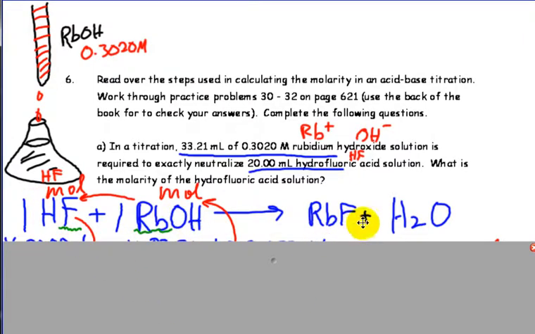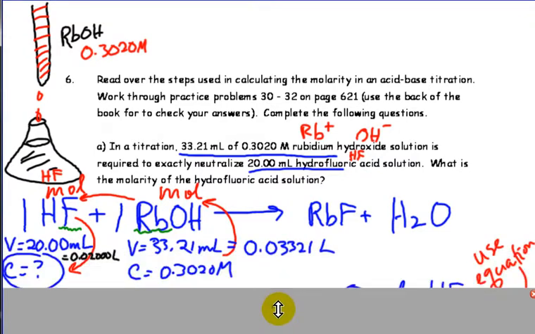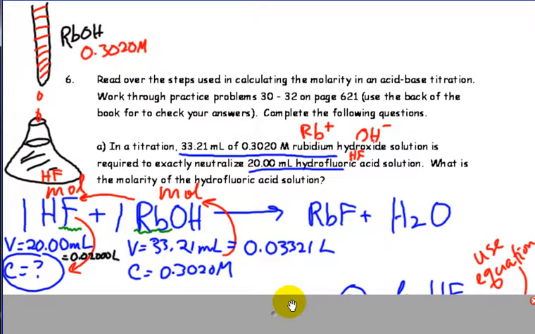HF plus RbOH yielding RbF and H2O. And it would help if you write down the information underneath. So here the hydrofluoric acid is the unknown, so it goes in the flask. The rubidium hydroxide, its known concentration, so it goes in the burette.